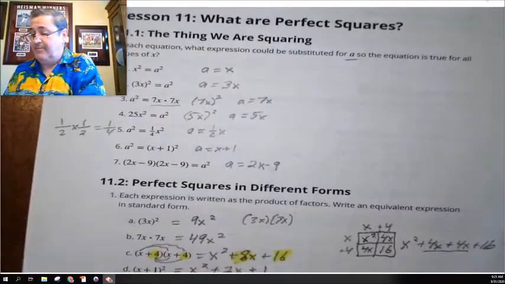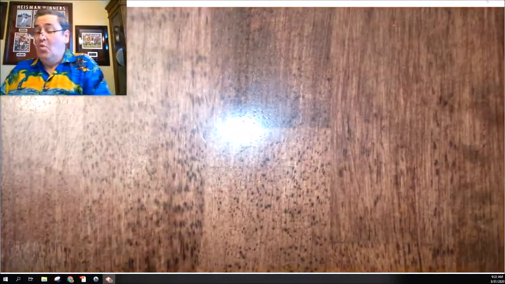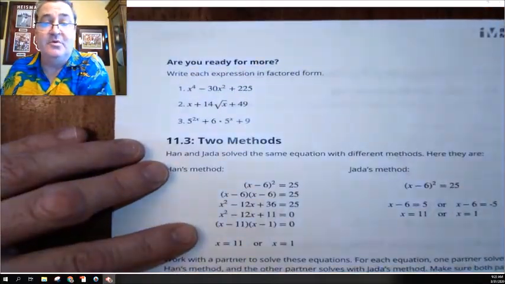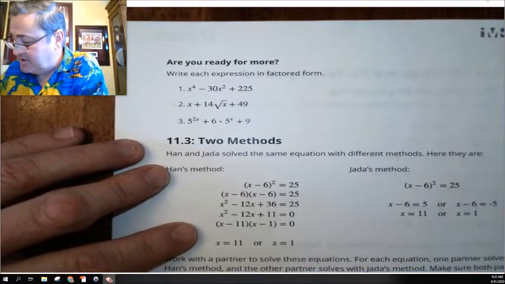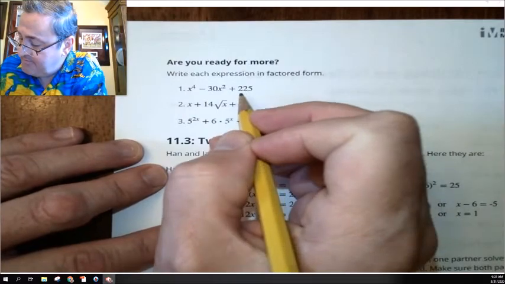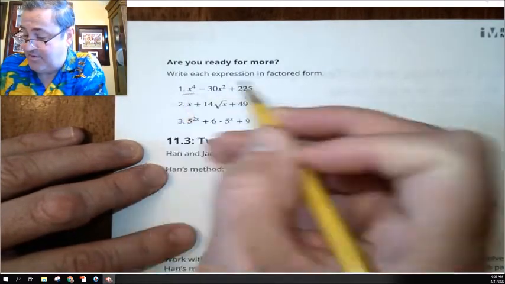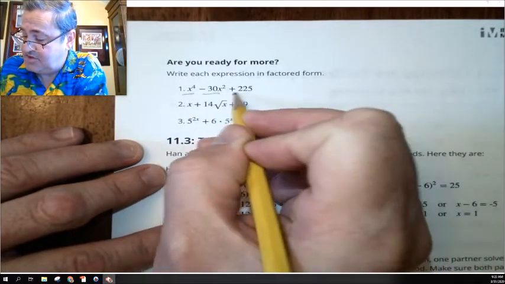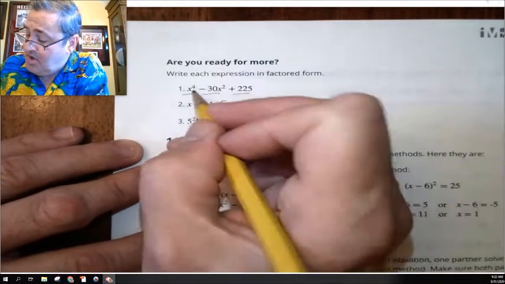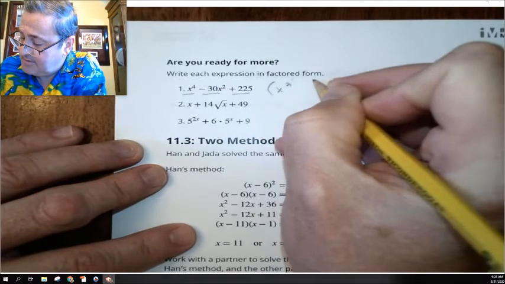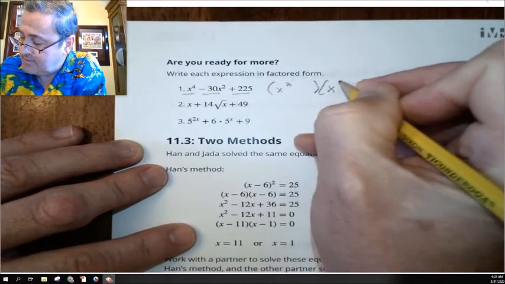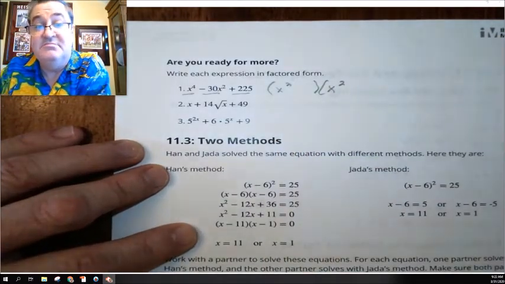Fabulous. Let's look at what the next page holds in store for us. Oh, we're going to start off with, are you ready for more? Well, let's see. Sometimes they get a little trickier on this, right? We're going to up our game a little bit. x to the 4th minus 30x squared plus 225. Don't let that throw you off, because that's just the same as x squared times x squared. So we're still in the perfect square category.